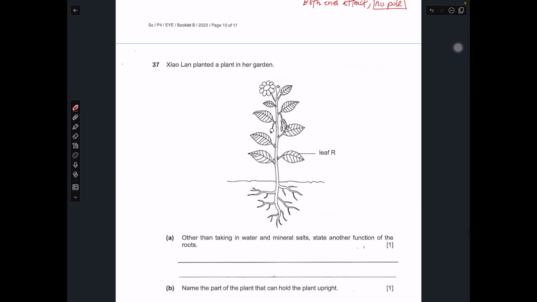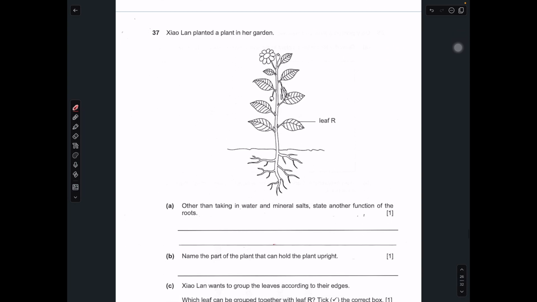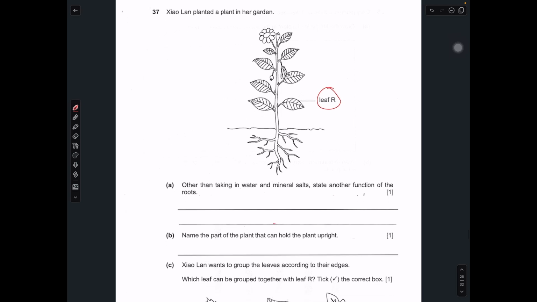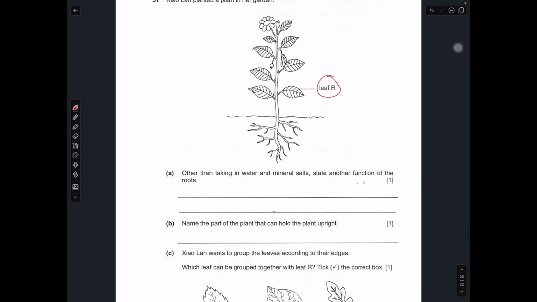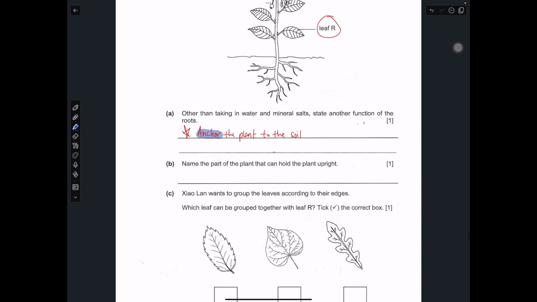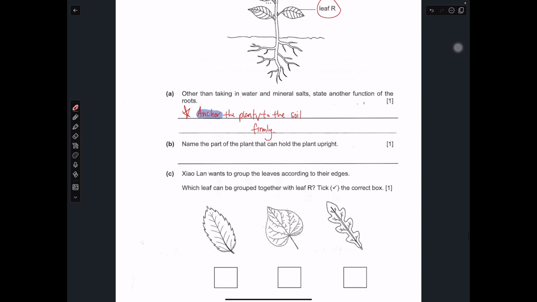Okay, Xiao Lan planted a plant in her garden. Then you got leaf R. Okay, other than taking in water and mineral salts, what is another function of the roots? Okay, the roots anchor the plant to the soil. Okay, this part, anchor. Oh, actually, I mean anchor the plant firmly to the soil. Okay, firmly to the soil.